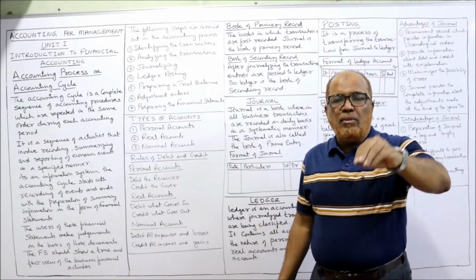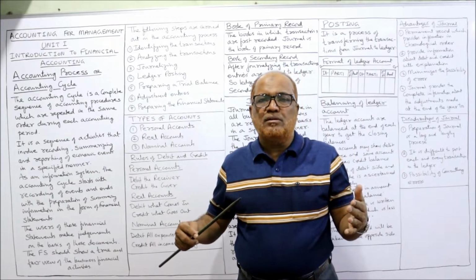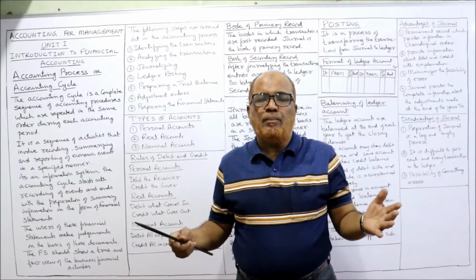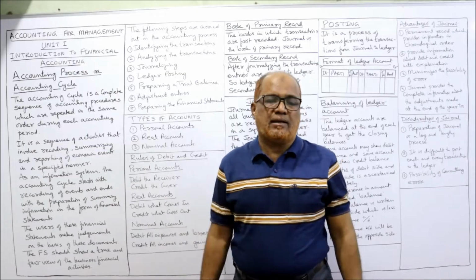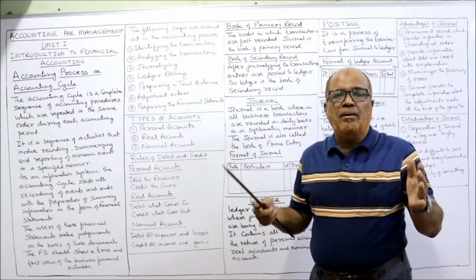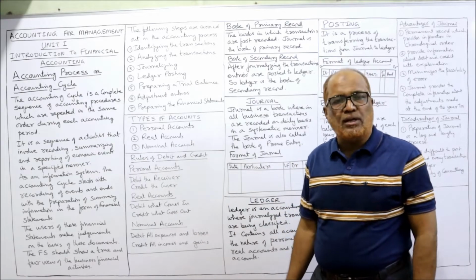Investor, before making the investment, wants to analyze the financial statements. If he is satisfied, then only he will make the investment. Government will see the financial statements to impose tax. So we can see financial statements are very, very important end product of accounting on which so many decisions are taken.